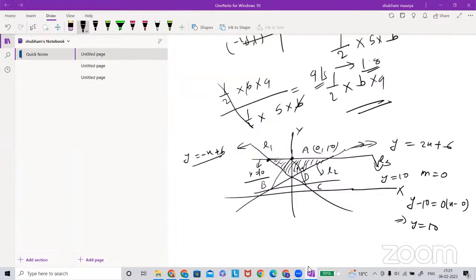Just substitute y equal to 10: 10 is equal to minus x plus 6. This implies x is equal to minus 4. So now your point is minus 4 and y is equal to 10, so this is (-4, 10). Again, this is the intersection point of line L2 and L3. L2 is this equation and L3 is y equal to 10. Substitute y equal to 10 in this equation: 10 is equal to 2x plus 6. This implies x is equal to 2. So this is going to be (2, 10).